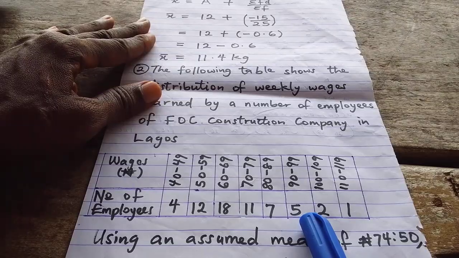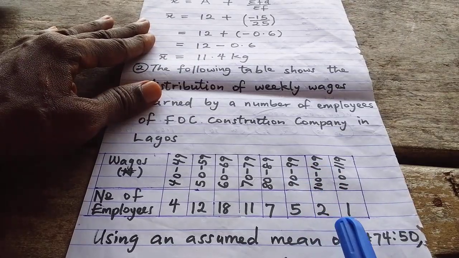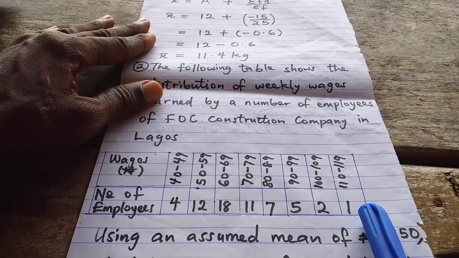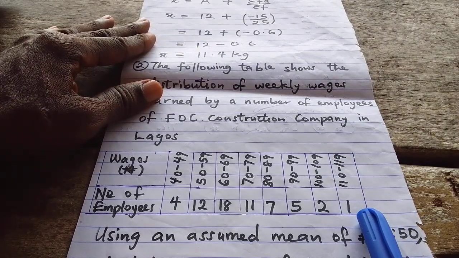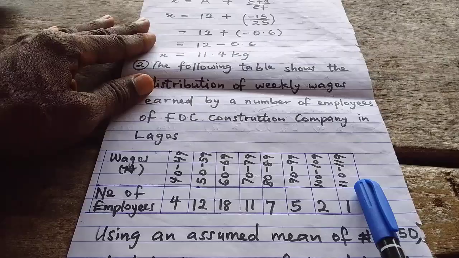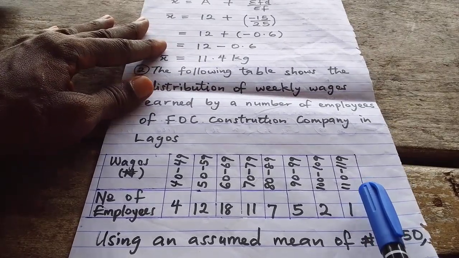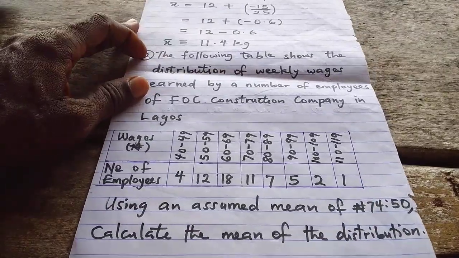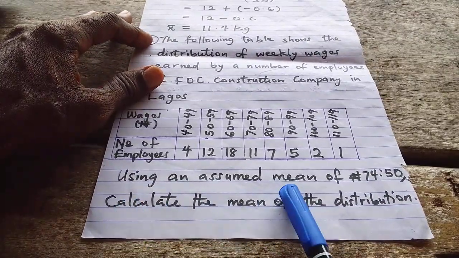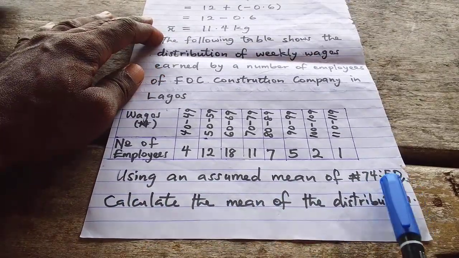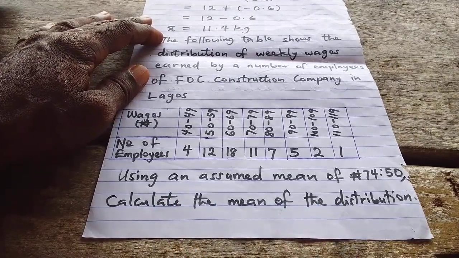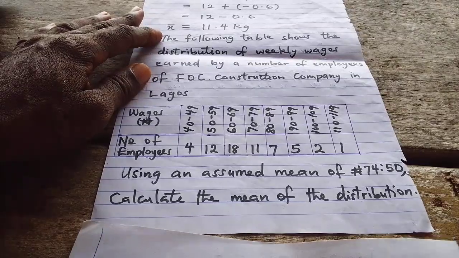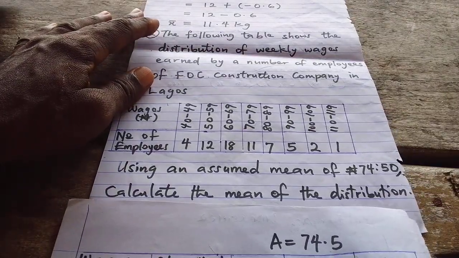5 employees earn between 90 to 99 naira. 2 employees earn between 100 to 109 naira. Only one employee earns between 110 naira to 119 naira. Using an assumed mean of 74 naira 50 kobo, calculate the mean of the distribution. So we are told to use an assumed mean of 74 naira 50 kobo.